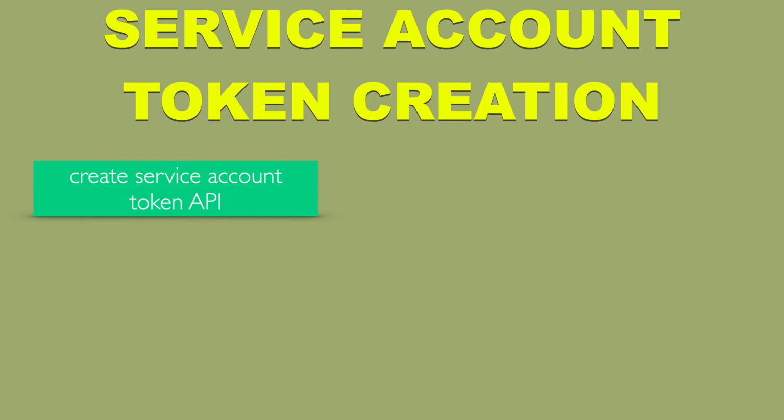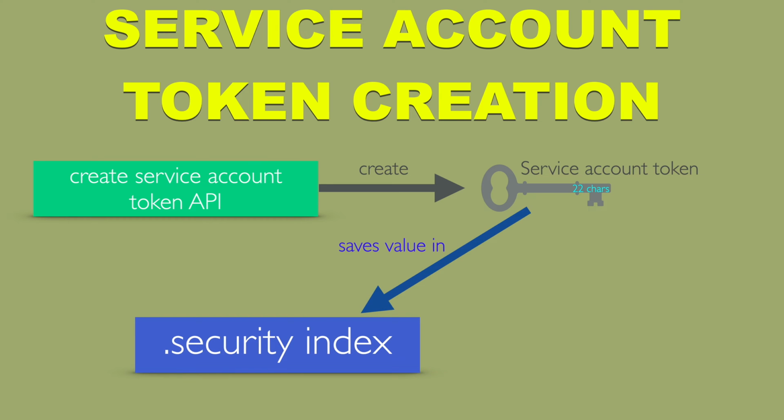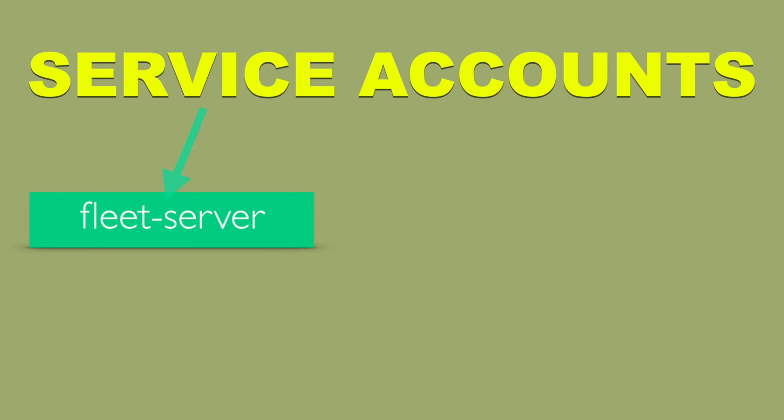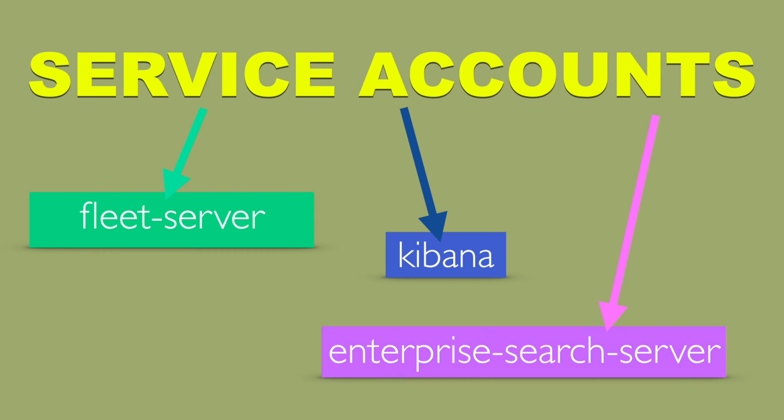In order to create a service token, you call an API. That API will return you the token that is minimum 22 chars long. It will save it under the security index in Elasticsearch and return it to you in the form of an HTTP response. There are three service accounts: Fleet Server, Kibana, and Enterprise Search Server. In this video, I will show you how to use the Kibana service account that will authenticate to Elasticsearch and let Kibana communicate with Elasticsearch.